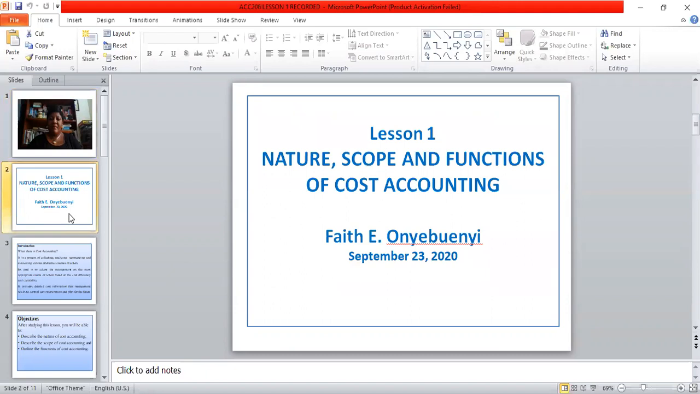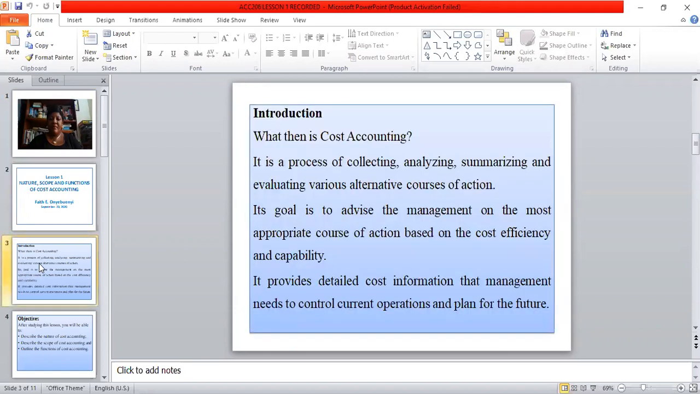In this lesson, we are going to be looking at the nature, scope, and functions of cost accounting. But as a way of introduction, what then is cost accounting? Cost accounting is a process of collecting, analyzing, summarizing, and evaluating various alternative courses of action.